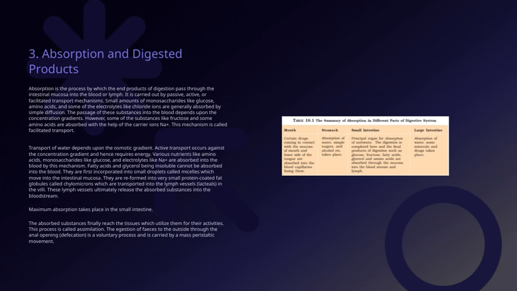Most absorption takes place in the small intestine, which is perfectly designed for this task. The transport of water, for example, depends on the osmotic gradient, meaning water moves from an area of lower solute concentration to higher concentration. When it comes to nutrients like amino acids, glucose, and electrolytes like sodium, active transport is key. This process requires energy because these nutrients are moved against their concentration gradient into the bloodstream.